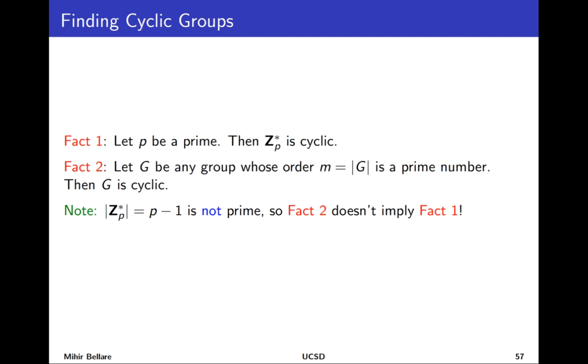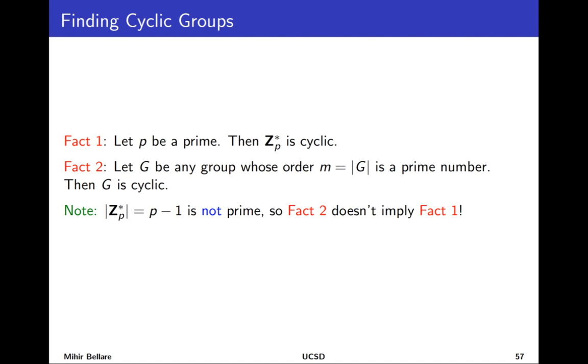The second fact says, take any group G and figure out its order. So remember, the order is its size and it'll be some integer. If that integer is itself a prime number, then your group will be cyclic, no matter what the group is. So those are both ways to find cyclic groups, and we'll kind of see both arising.